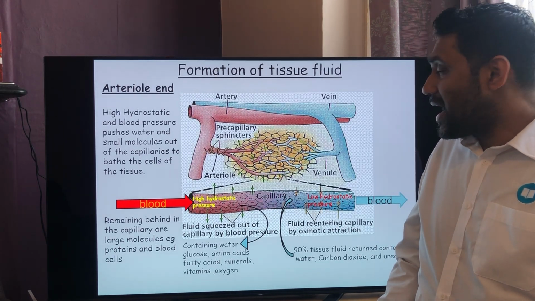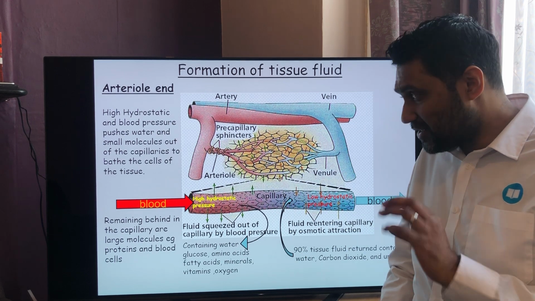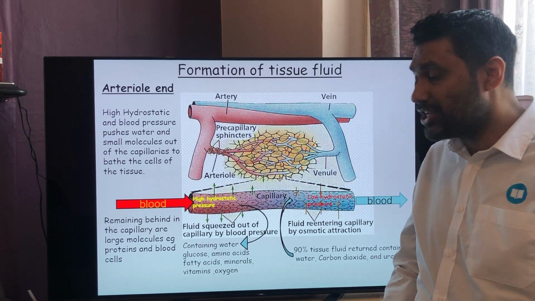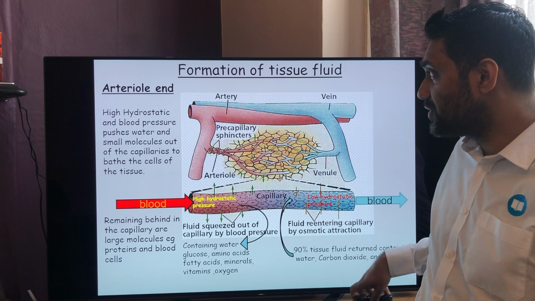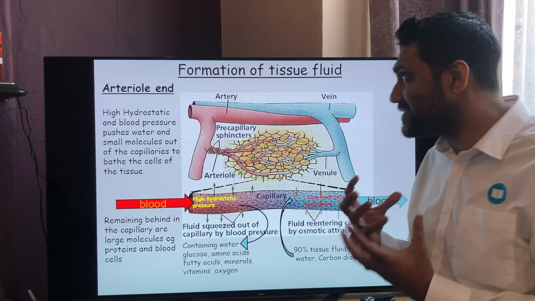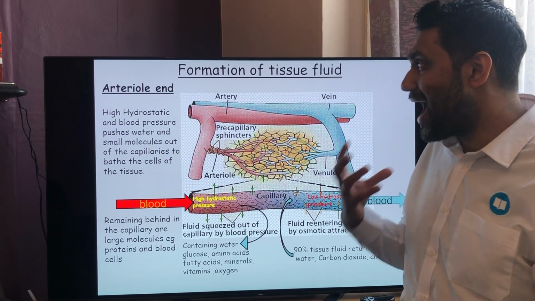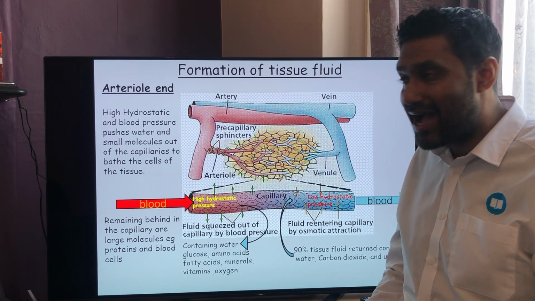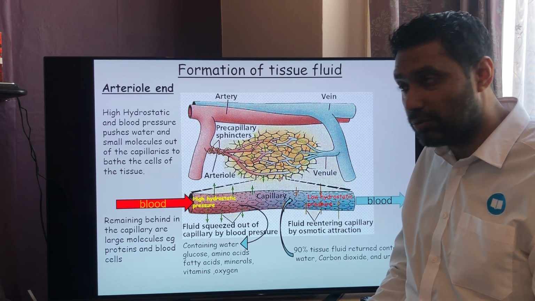Now, this is the tricky part of this particular chapter. How is the tissue fluid actually formed? Well, the two phrases that you need to get your head around are hydrostatic pressure and osmotic potential.